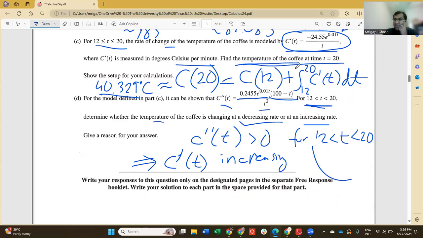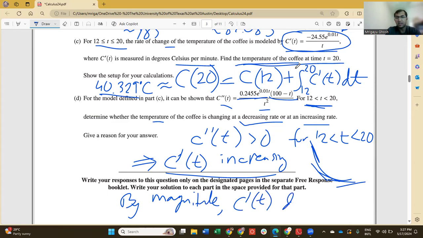Oh, now this is an interesting question. C prime of t is increasing. This is a true statement. Now, I'm not sure exactly what they mean by this wording. So I have a picture: C of t would look something like this, but the rate at which it's decreasing, by magnitude, is actually decreasing. So by magnitude, maybe you could write this: by magnitude, C prime of t is decreasing, but by value, of course, C prime of t is increasing.